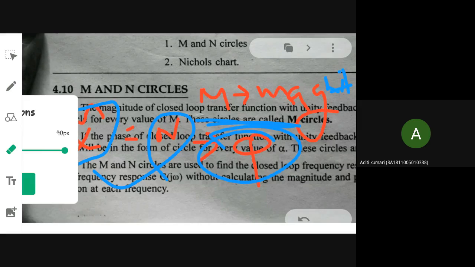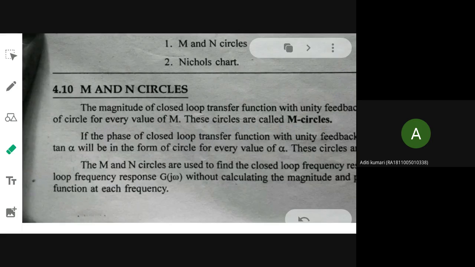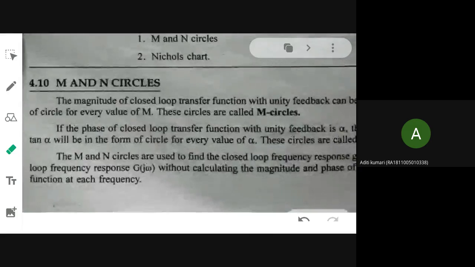So now there should be some proper definition that is given for M circle. Okay, so the first statement gives a definition. How will you be able to define M circle? You are being given one unity feedback system from which you are determining the closed loop transfer function. Then M represents your magnitude. They can be represented in terms of circles, they are telling. So those circles are called what circles? M circles.